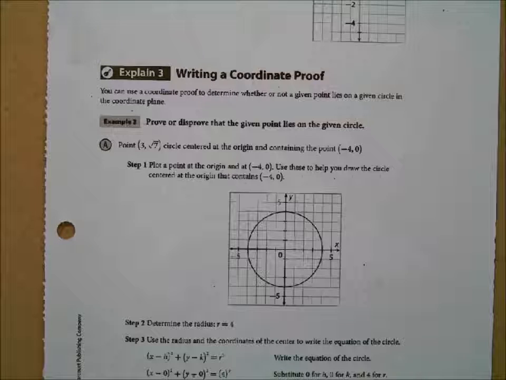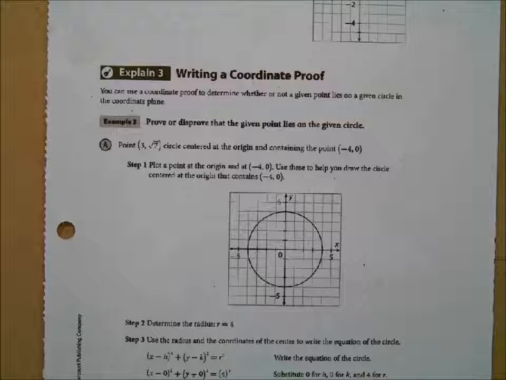Plug in the 3 and the 1. 3 should go in for the x, and 1 should go in for the y. So 1 equals 2 times 3 plus 7. Is (3, 1) on our line? Well, 2 times 3 is 6, plus 7 is 13. Does 1 equal 13? No. So it doesn't make the equation true, so it's not a point on the line.